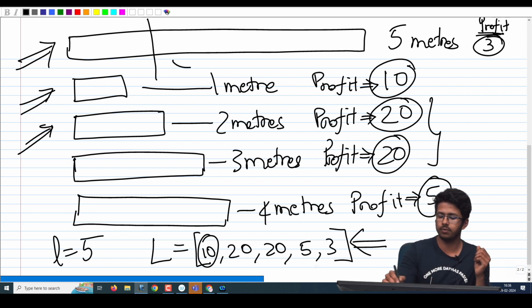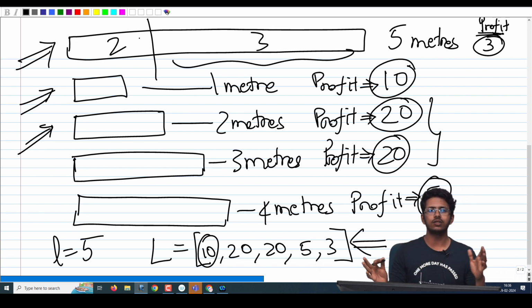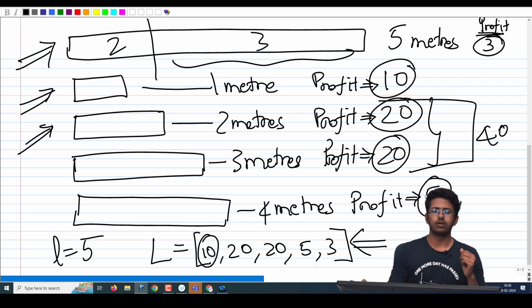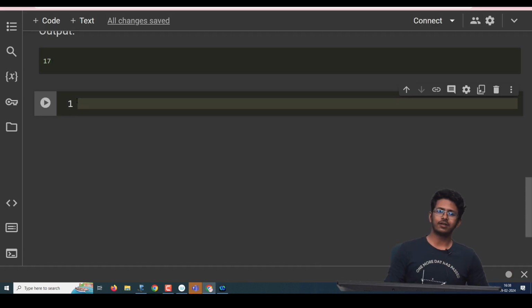Let's say this is going to be your 3 meters and this is going to be your 2 meters. So now you can sell these two together and make a combined profit of 40. So hope you understood this diagrammatic approach to the same question. Now we'll look into the coding part. So let us now look at the coding part of this problem.